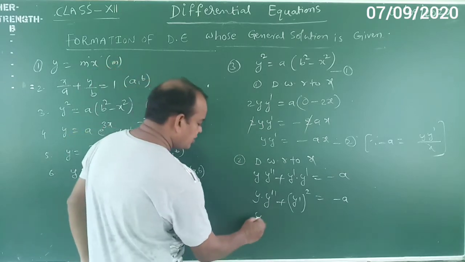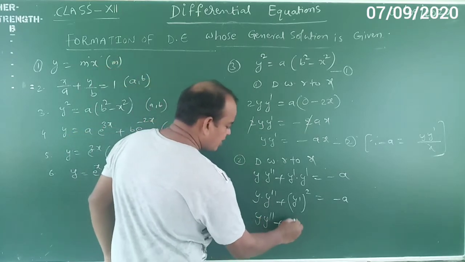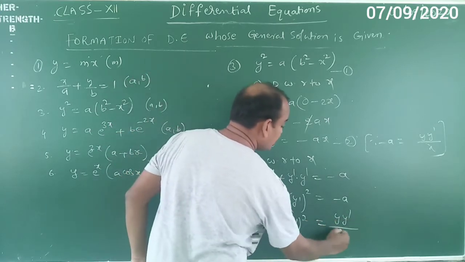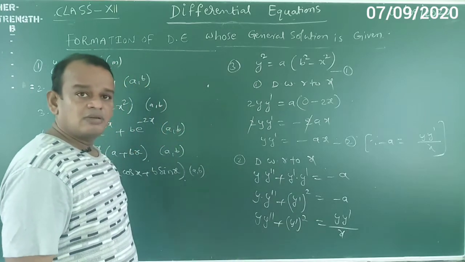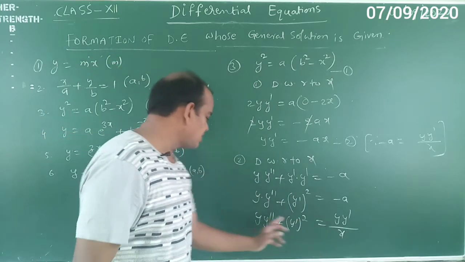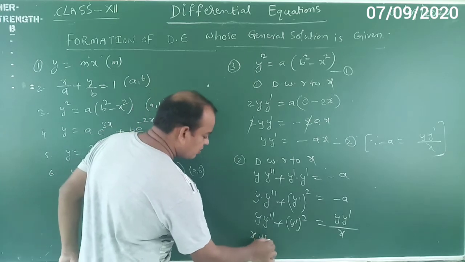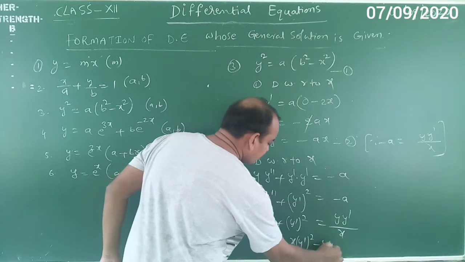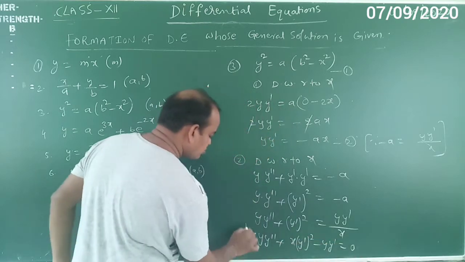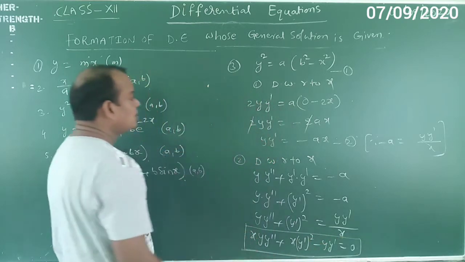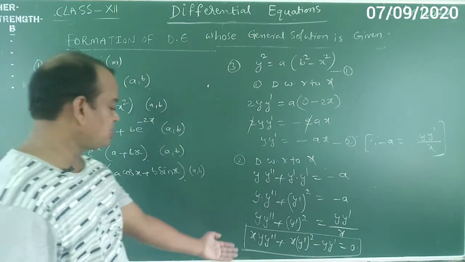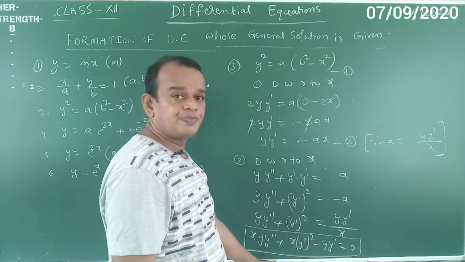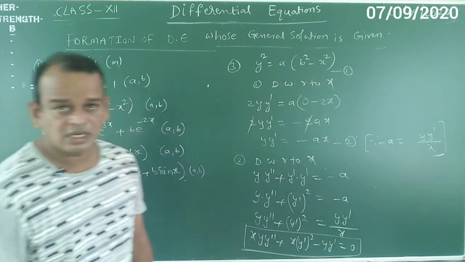Yes. Now y y double dash plus y dash square is equal to minus the a value, y y dash by x. Now cross multiplication: x y y double dash + x y dash square - y y dash = 0. This is the solution. Complete solution for this equation. This is the given general solution, and we found the differential equation. I hope that you understood. Yes.